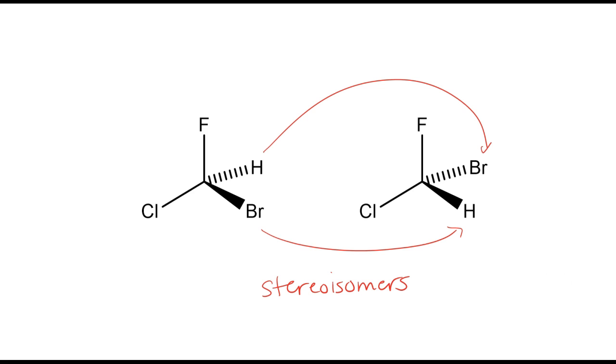These two molecules that are mirror images that cannot be superimposed, we call them enantiomers. So these molecules are opposites of each other. They cannot be superimposed, they're mirror images, and they're examples of chiral molecules.